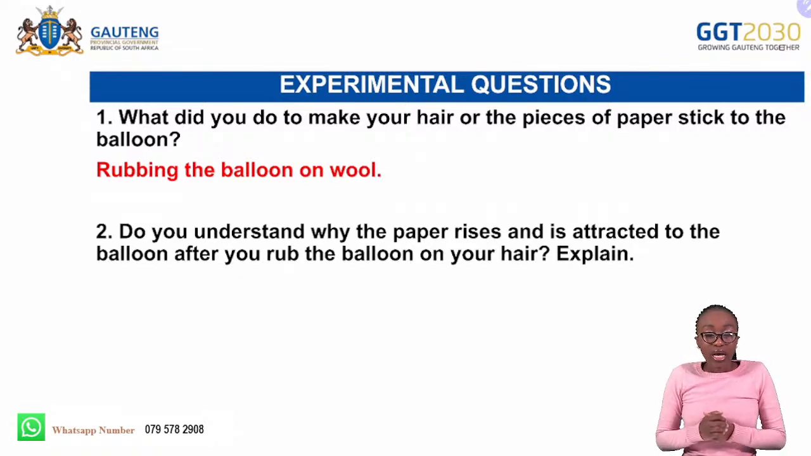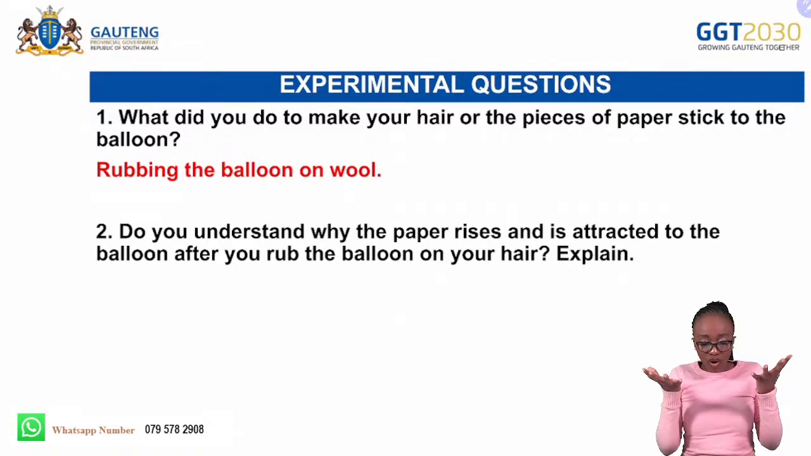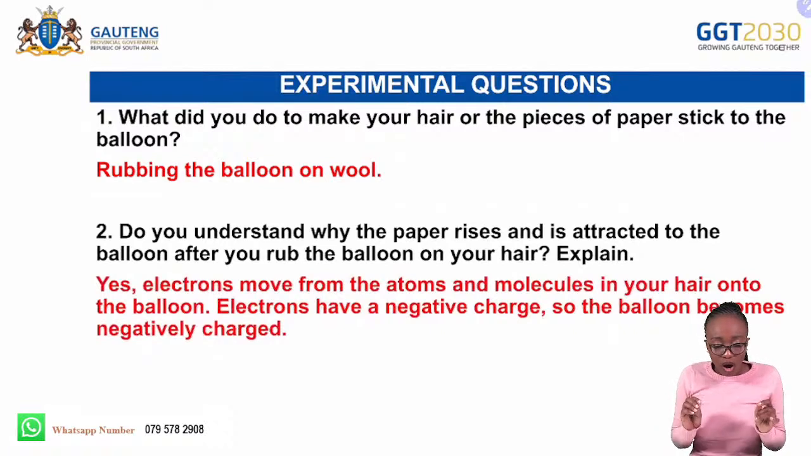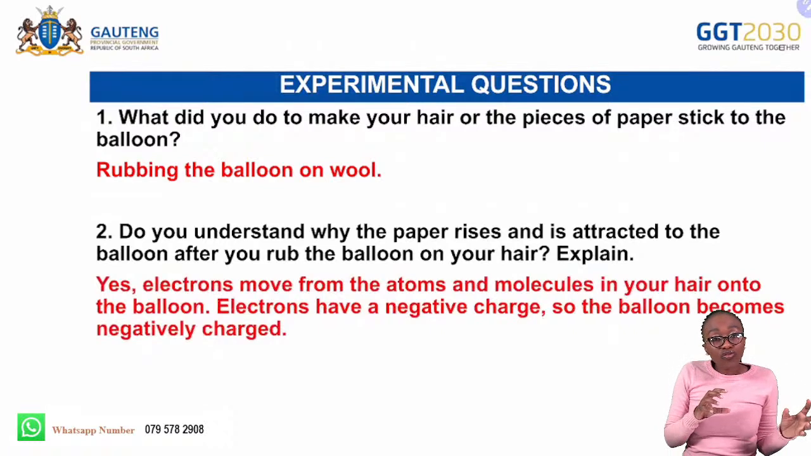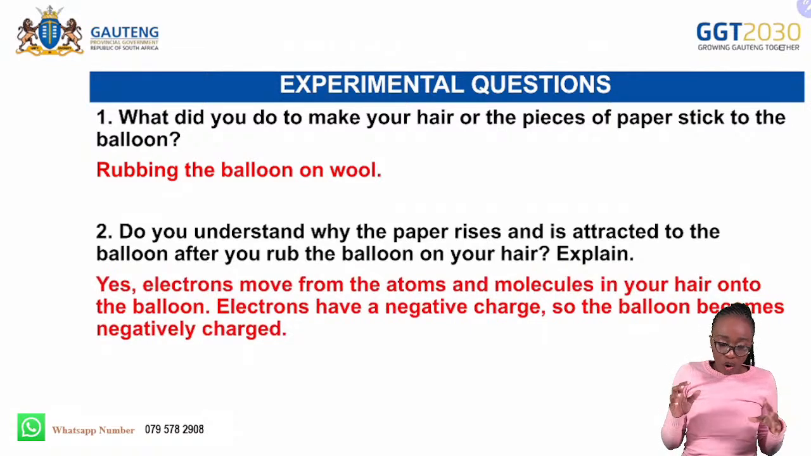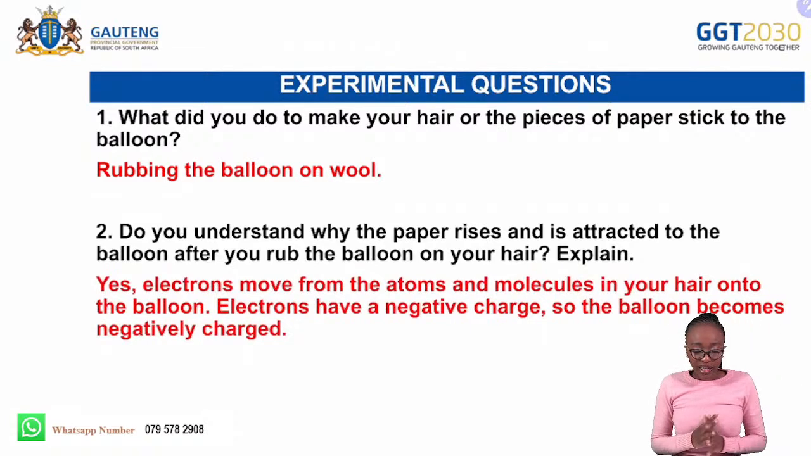That's what we did. The second question is, did you understand why the paper rises and is attracted to the balloon after you rub the balloon on your hair? Explain. Do you understand why the paper rises? Okay, so this is why. Because the electrons move from the atoms and molecules in your hair onto the balloon, and the electrons have a negative charge so that the balloon becomes negatively charged. So these are the observations.